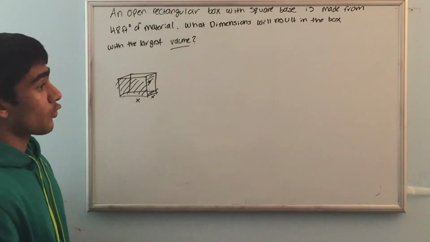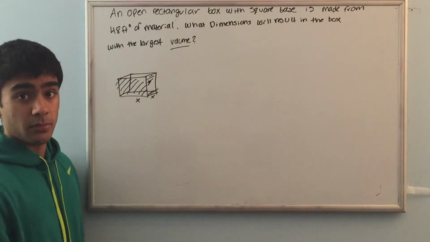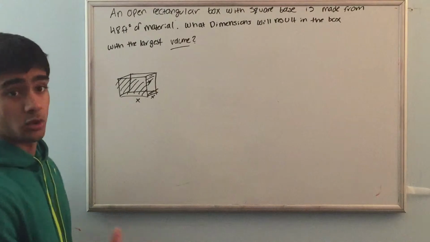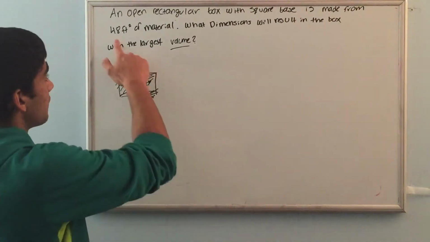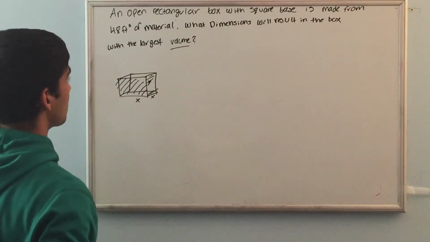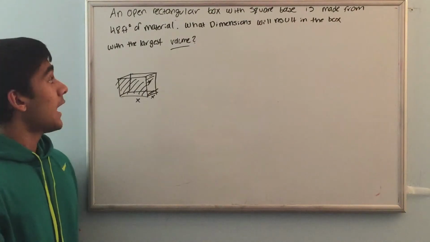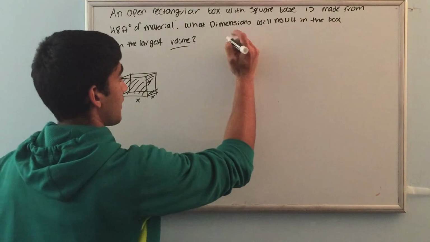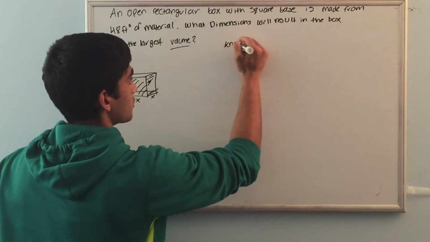Right now we want to write our known and unknown equations, and remember for our known equation, the known normally has an actual number at the end of it. Notice the only number we're given is that there's 48 feet squared of material used, and that signifies surface area. So our known equation has to relate to surface area.